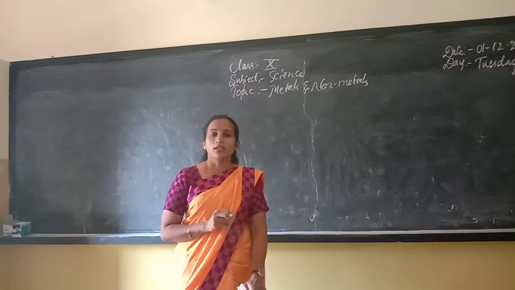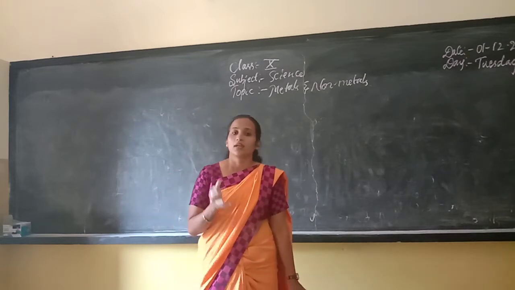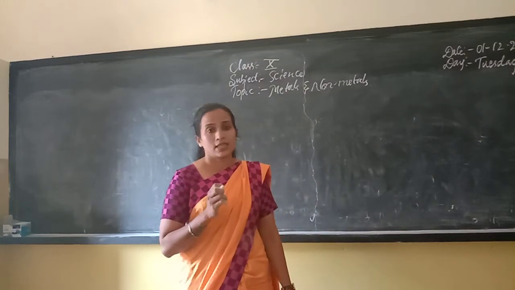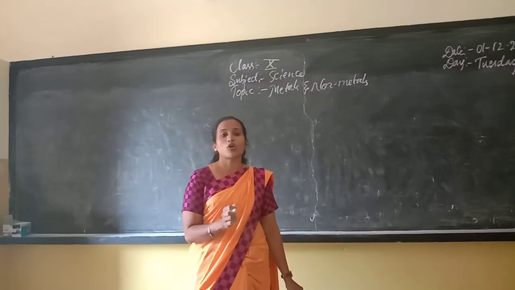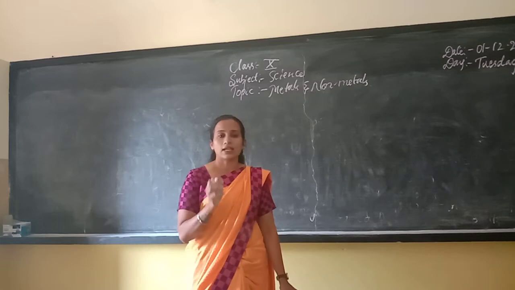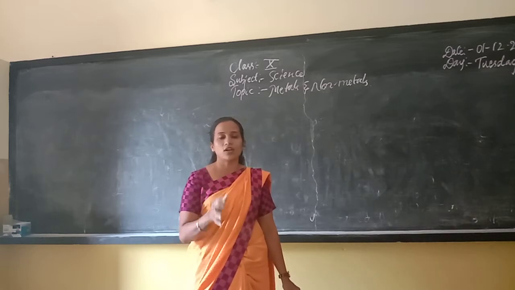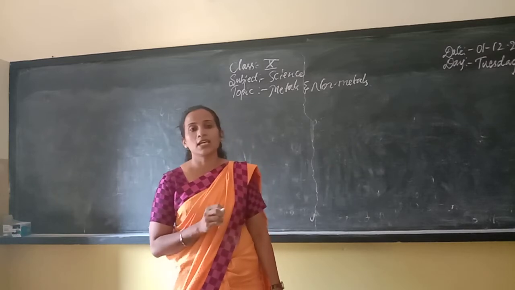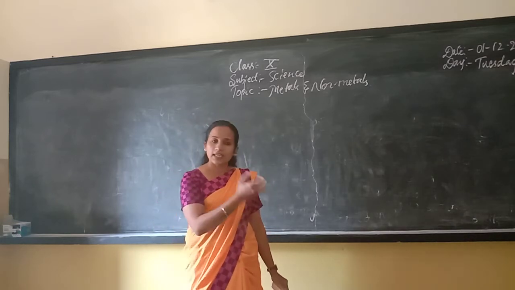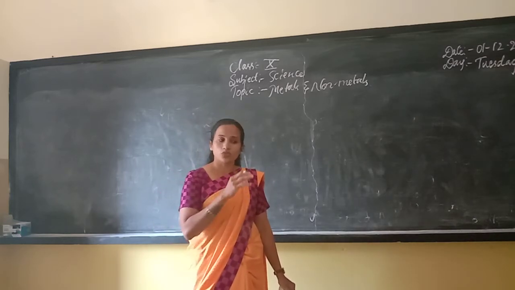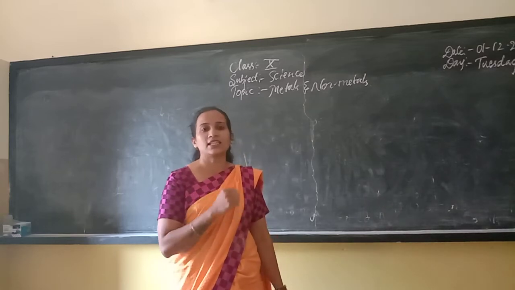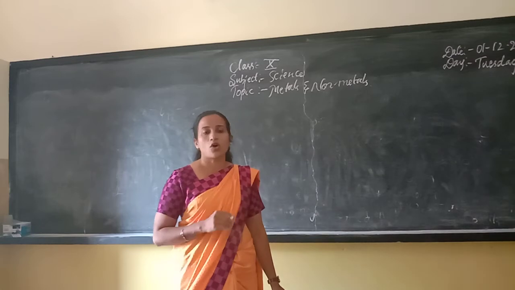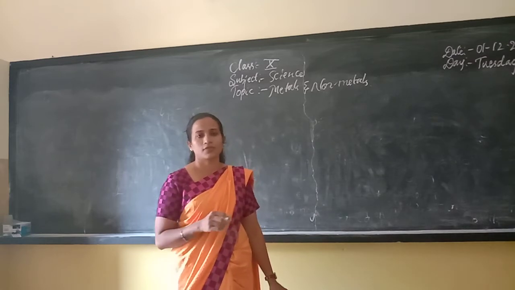Let's come to the non-metals. Non-metals are, again, elements found in our nature. They are bad conductors of heat and electricity. They are non-malleable, non-ductile, non-lustrous. Next, they have the capacity to gain electrons. Though they gain electrons, they carry the negative charge in them. We call them anions or electronegatives.